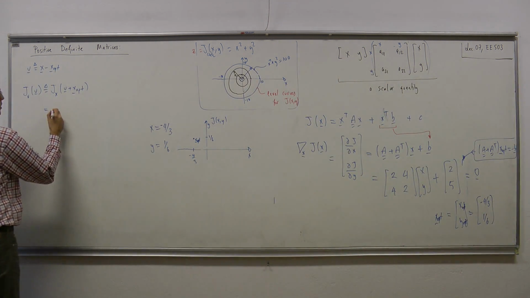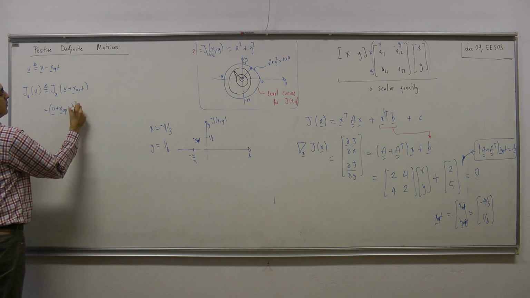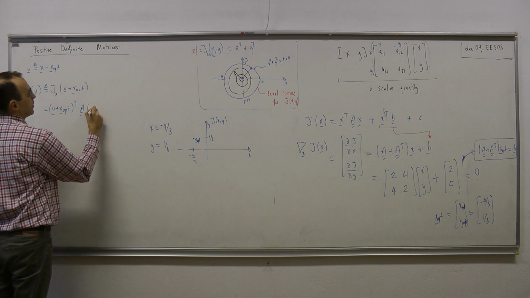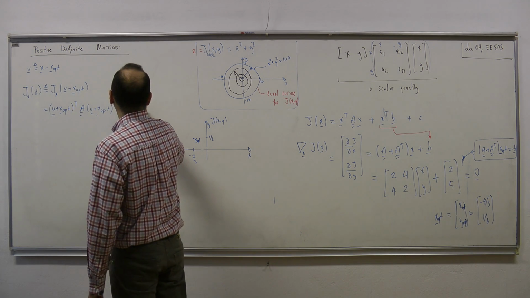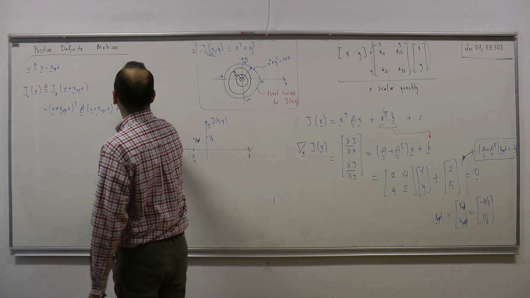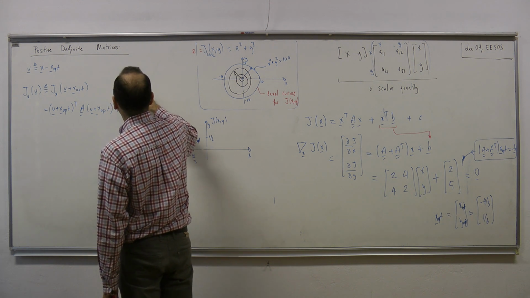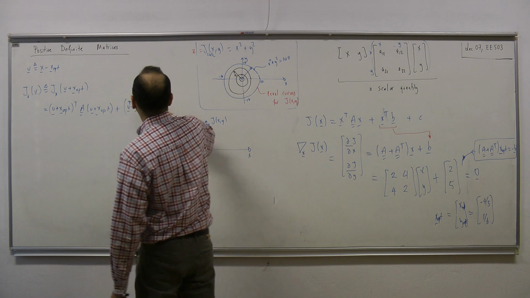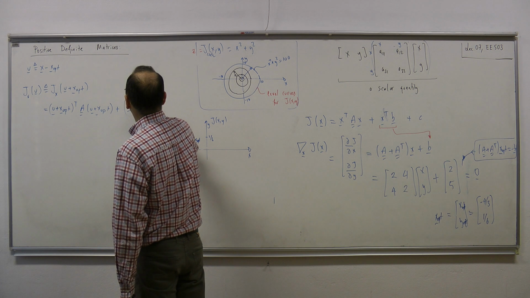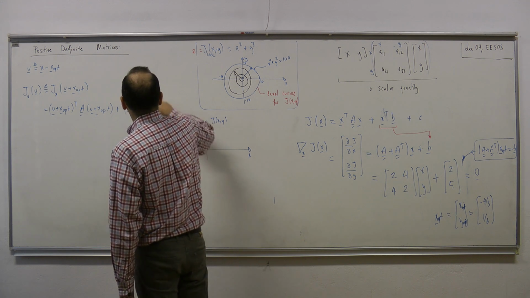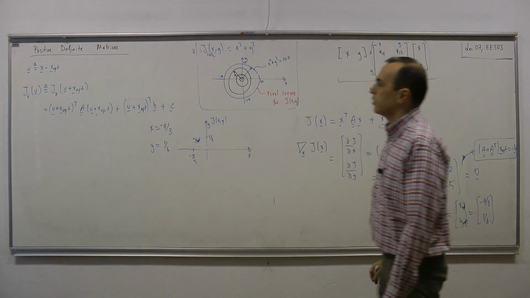Then let me do this. (U plus XOPT) transpose, there is A matrix, (U plus XOPT), plus B transpose (U plus XOPT) plus C. Okay. I have something like that.